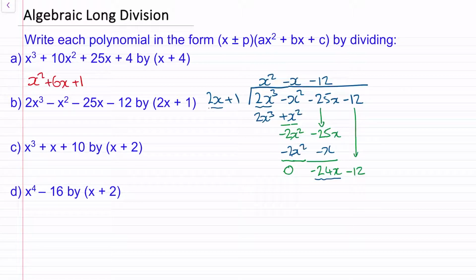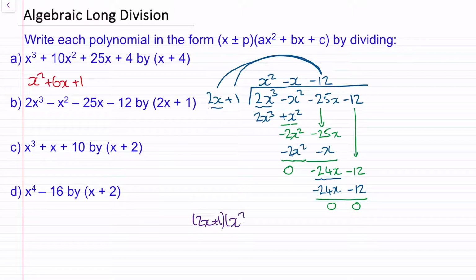So now we'll multiply this out again. Negative 12 times 2x is negative 24x, and negative 12 times 1 is negative 12. And the difference between the two terms now is 0. So we know we can write 2x plus 1 multiplied by x squared minus x minus 12 is equal to 2x cubed minus x squared minus 25x minus 12.